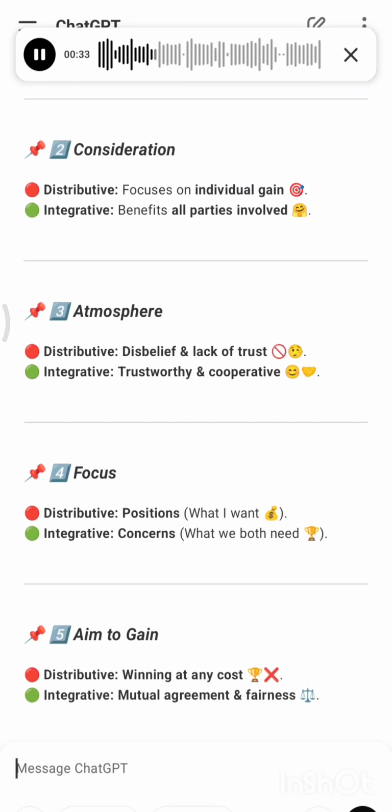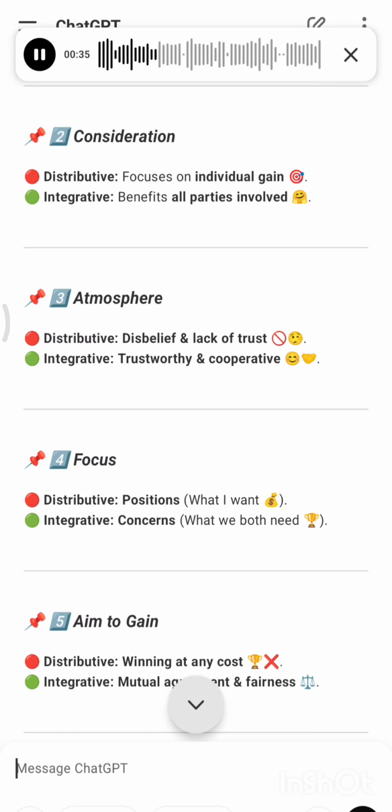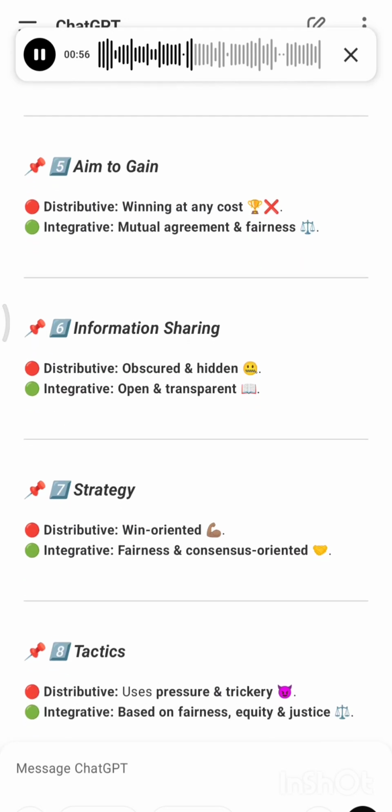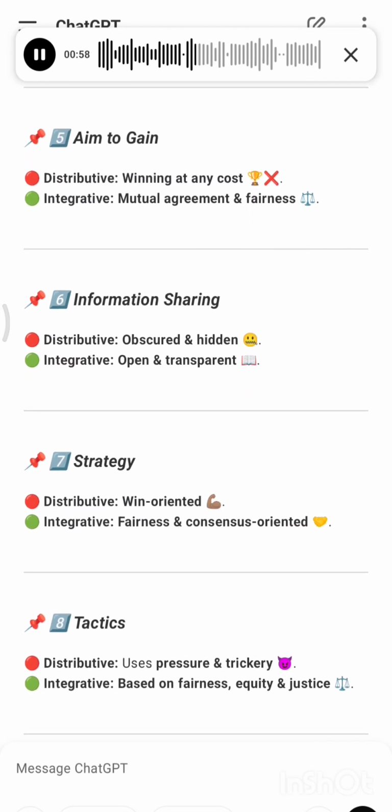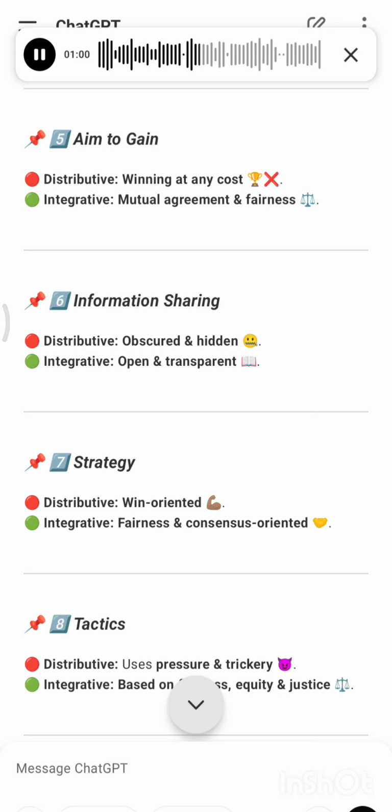3. Atmosphere. Distributive: disbelief and lack of trust. Integrative: trustworthy and cooperative. 4. Focus. Distributive: positions, what I want. Integrative: concerns, what we both need. 5. Aim to gain. Distributive: winning at any cost. Integrative: mutual agreement and fairness.